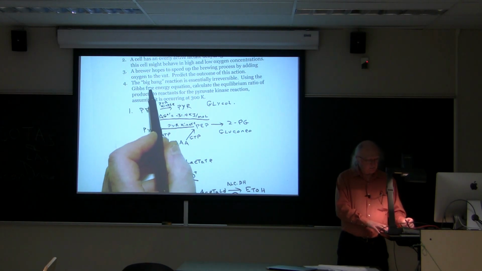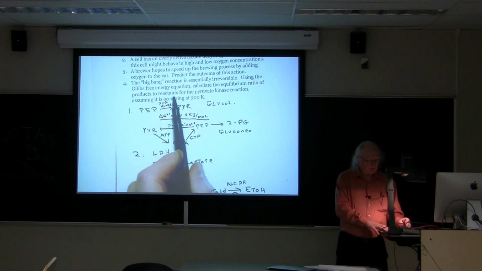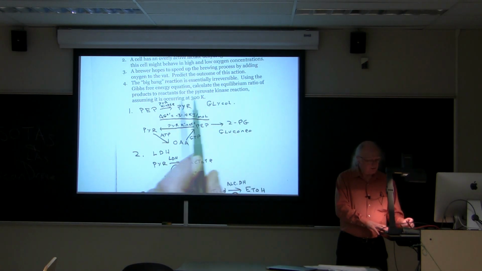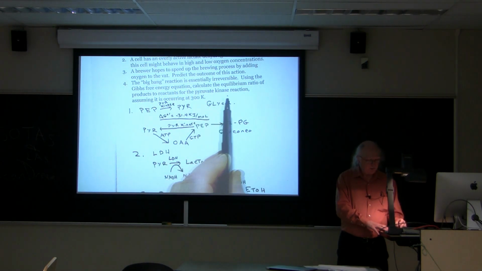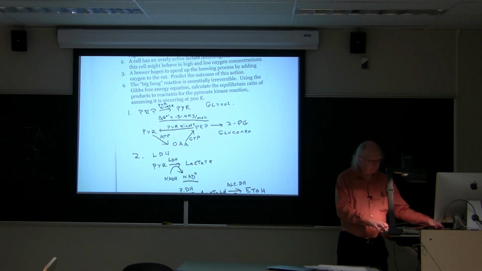The fourth question says that the pyruvate kinase reaction is essentially irreversible. Using the Gibbs free energy equation, calculate the equilibrium ratio of products to reactants for the pyruvate kinase reaction, assuming it is occurring at 300 degrees Kelvin. Well, to do this, for number 4, we must remember a couple of things.